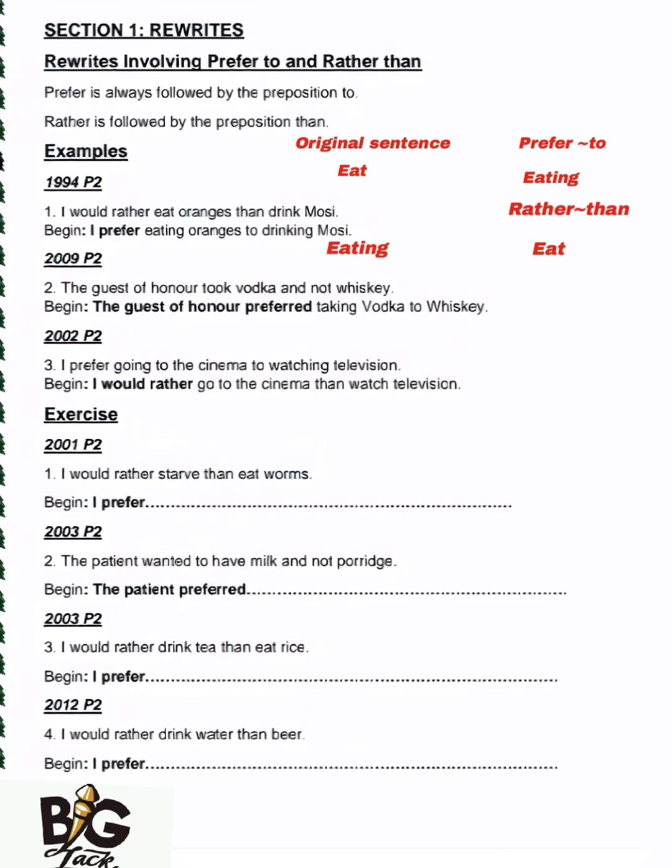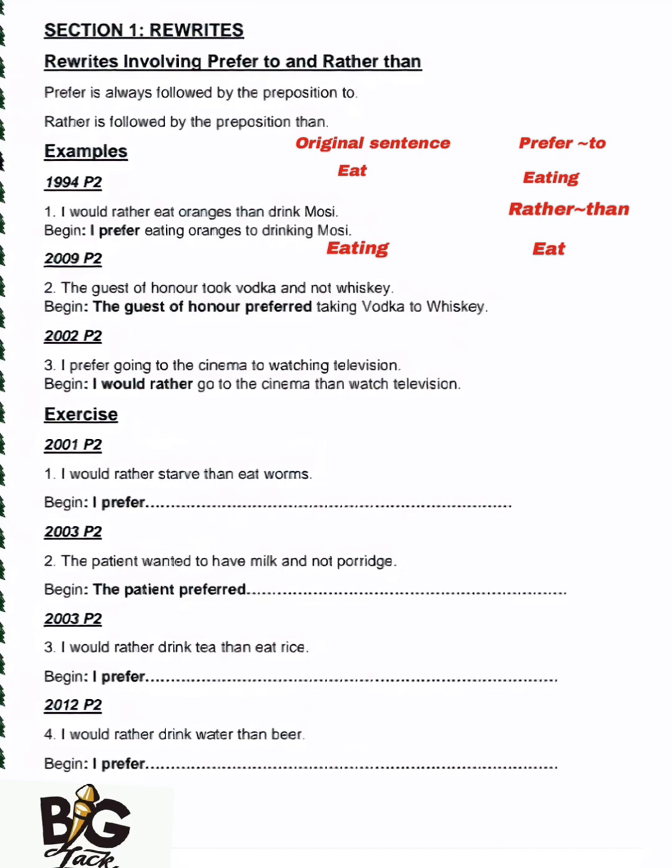It was saying, "I prefer going to the cinema to watching television." Okay, so in this case we are using "prefer" in the original sentence, which means when using "rather," the doing words ending in "ing," you are going to omit what? "Ing." So in this case, "I prefer going." "Going" is going to be what? "Go."